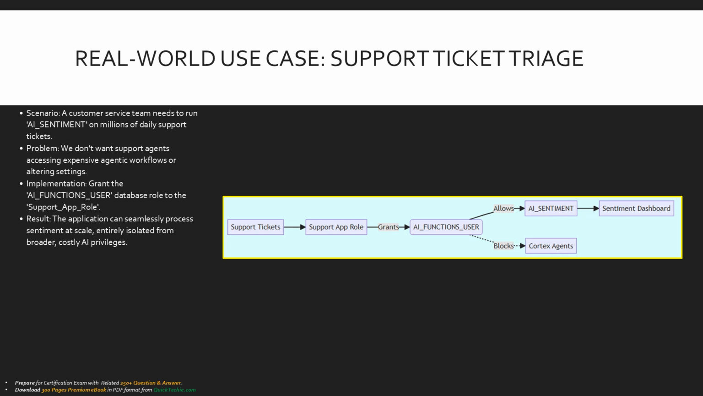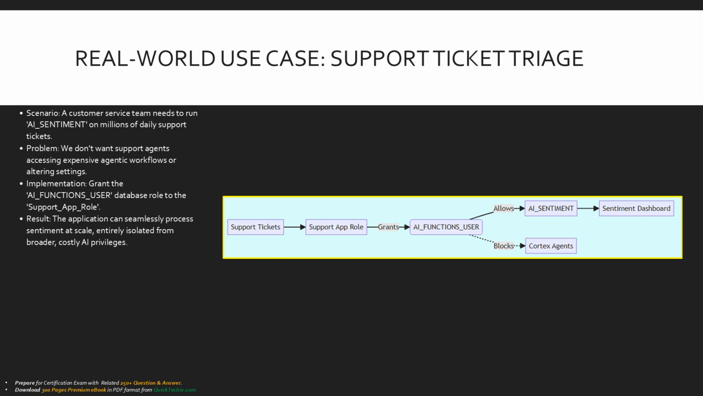Let's ground this in a real-world use case. Imagine you are managing a massive customer support pipeline. You want to automatically run the AI sentiment function on millions of incoming tickets to flag angry customers. However, you absolutely do not want the application handling these tickets to have the ability to spin up Cortex Search services or engage in open-ended chat, which could skyrocket your compute bill. The solution: you create a custom support app role and grant it the AI functions user database role. This acts as a surgical strike.